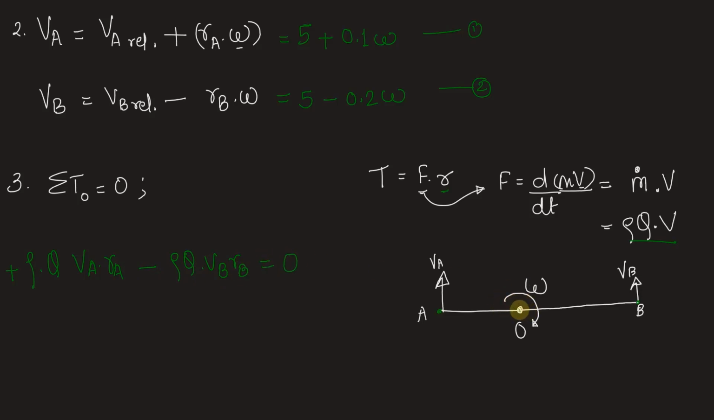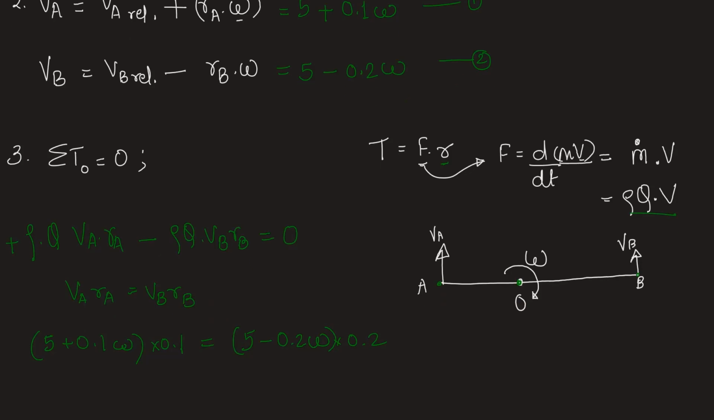There is no net torque at point O, or there is no external torque at point O. That is why we will equate it to 0. Rho Q has same value at point A and B, already mentioned. Hence we get VA RA is equal to VB RB. We already know VA and VB from 1 and 2. Putting it here, we get (5 plus 0.1 omega) into 0.1, RA, is equal to (5 minus 0.2 omega) into 0.2, it is RB.